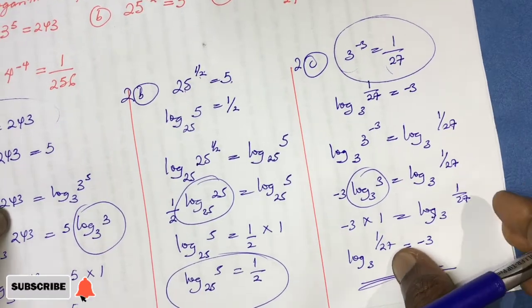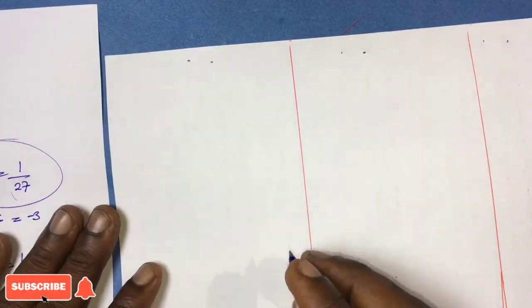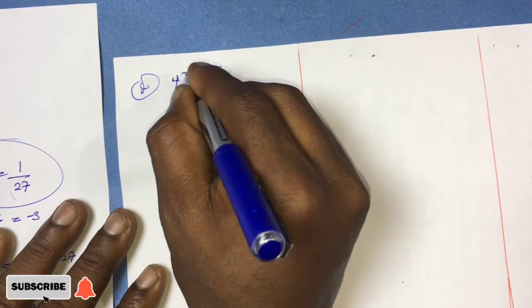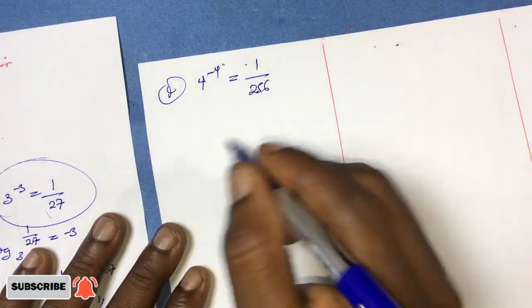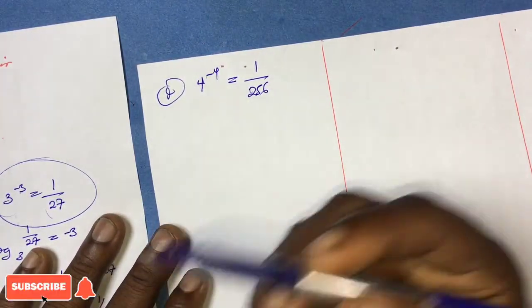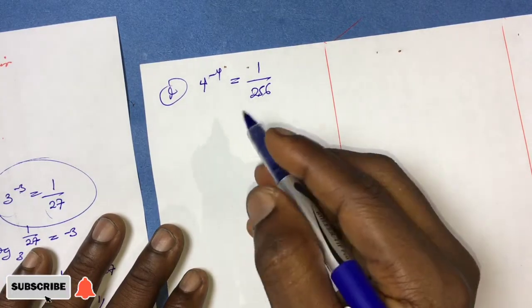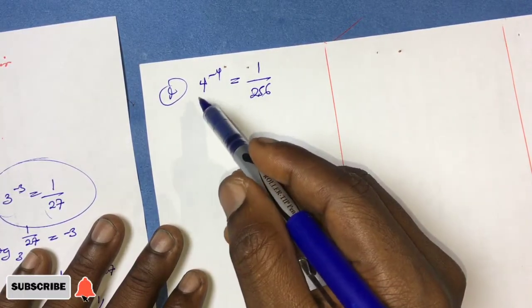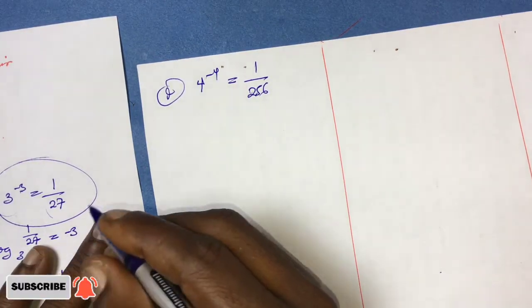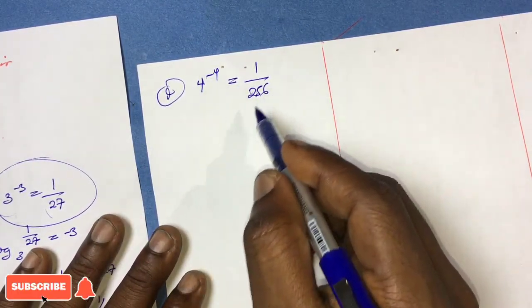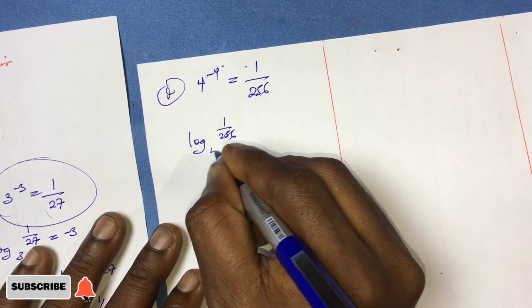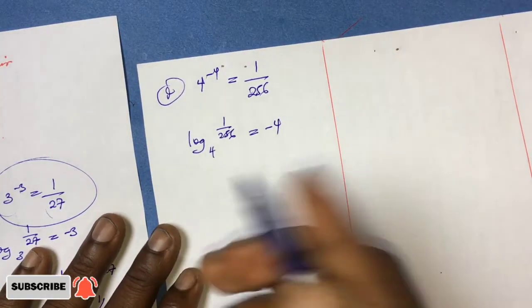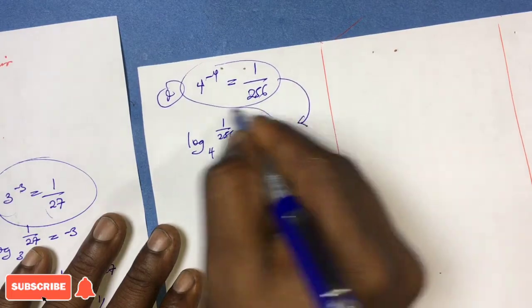Now the last problem in this video and in problem 2 requires that for D, we put this number, 4 raised to the power minus 4 equals 1 over 256, in logarithmic form. So again, ask yourself the question by means of definition: why is the logarithm of 1 over 256 in base 4 equal to minus 4? The only reason why 4 raised to the power minus 4 is equal to 1 over 256 is simply because the logarithm of 1 over 256 in base 4 is equal to minus 4, and that puts this exponential form in its corresponding logarithmic form.